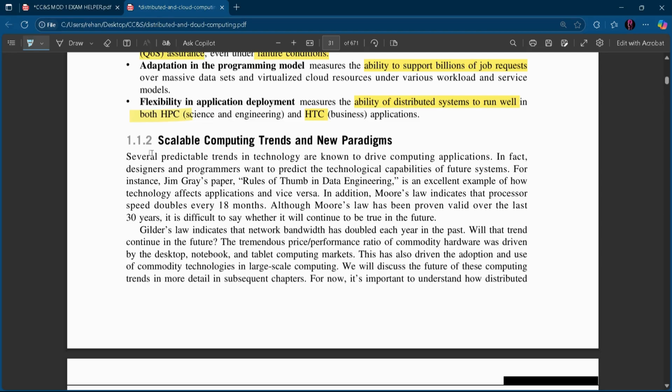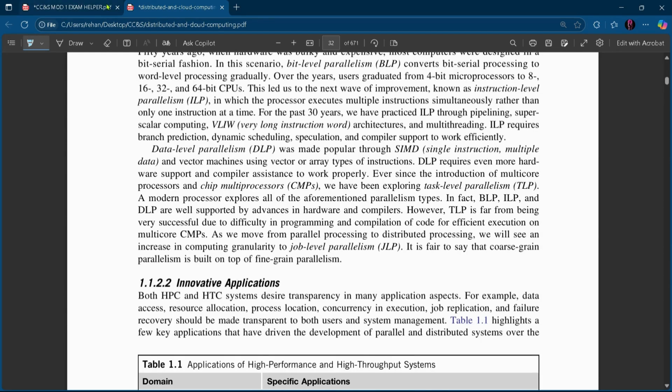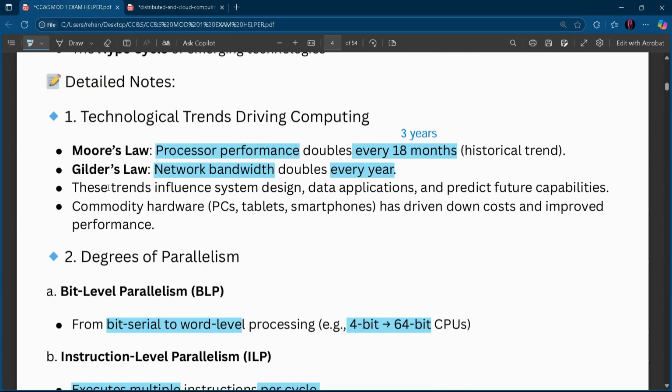1.1.1 is done, so we have to move to 1.1.2. Like we said, we have three things, and that one is completed. Don't worry, this one is not much. We'll directly move to technological trends driving computing. It's like Moore's law and Gilder's law. It's very simple. What Moore's law says is that processor performance doubles every 18 months, and Gilder's law says network bandwidth doubles every year. It's just two things.